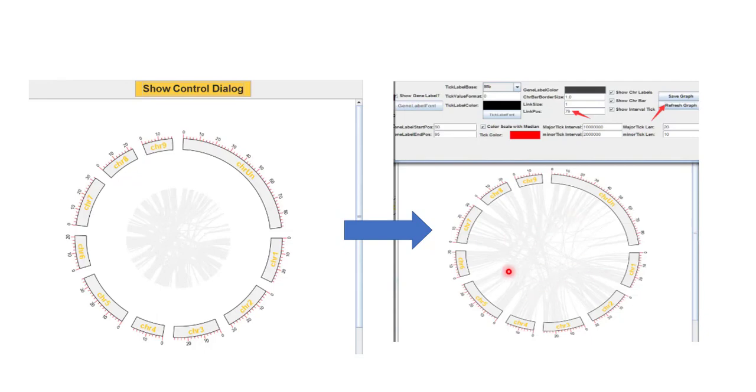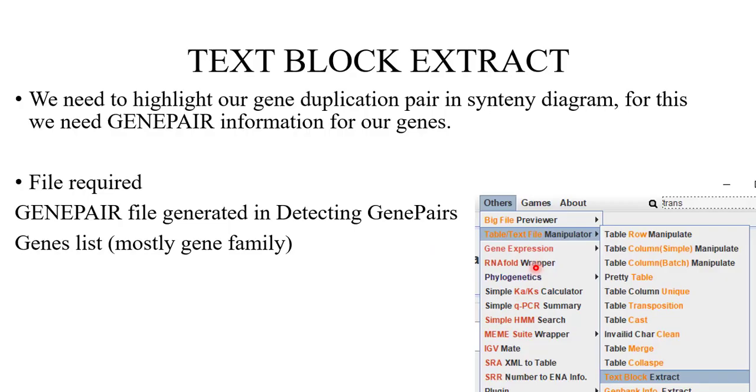So here you see these are all not in a different color, or not properly previewed. So we want to make them visible. For this we need to do some more analysis. The first one is the text block extractor. This is used for highlighting our gene pair, gene duplication pair in Synteny diagram. So we need this information from gene pair.